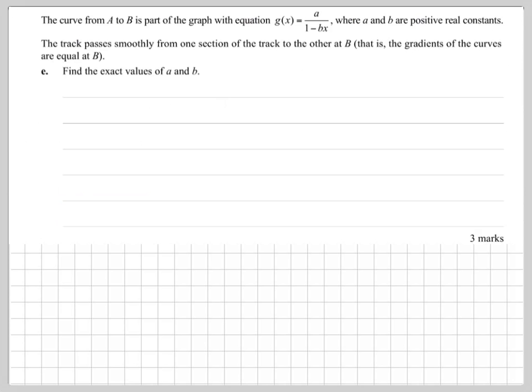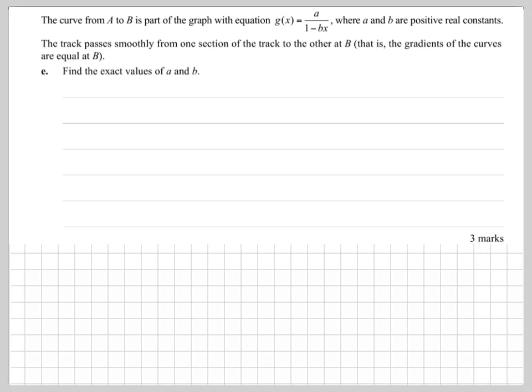Okay. Yeah, alright, what do we got here? The curve from A to B. Okay, they're going to hit us with the curve from A to B now. That's the left-hand side of the y-axis, okay? g of x equals, it looks like it's a 1 over thing. a over 1 minus bx, where a and b are positive real constants. The track passes smoothly from one section of the track to the other at B.